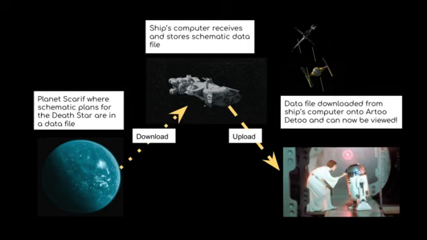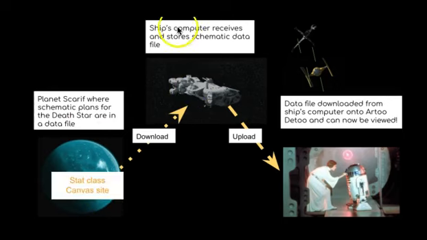Now, if you think that's all a little vague and strange, this is a way to help you think about what we're doing. The process of downloading the data file from somewhere else, storing it on your computer, and uploading it is similar to how the Death Star plans got from Planet Scarif onto R2-D2. The data plans are stored on this planet in a data file, which gets downloaded onto the ship. And the plans need to get uploaded from the ship into R2-D2's memory. So we could imagine the planet is like our Canvas site or the OLI textbook.